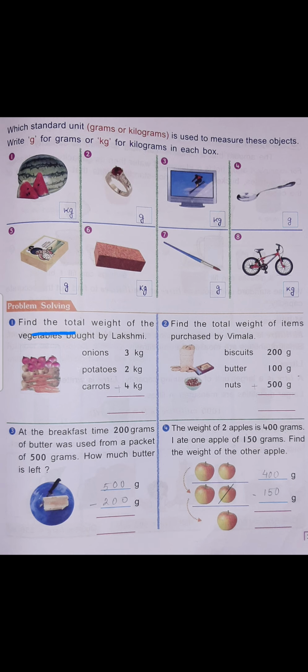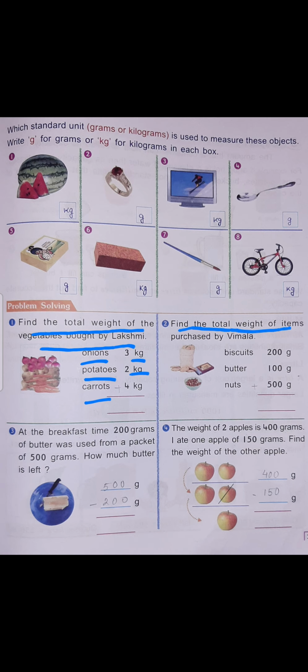You see, find the total weight of the vegetables brought by Lakshmi. So what are the vegetables that she brought? Onion, how many kg? 3 kg. Potatoes, how many kg? 2 kg. Carrots, how many kg? 4 kg. So you have to add all this, and then you have to find out the total weight of the vegetables brought by Lakshmi. All these things you have to note down in your copy. Remember, okay? You cannot do it in your book. You have to do all these things in your copy by mentioning today's date and classwork. This will be your today's classwork.